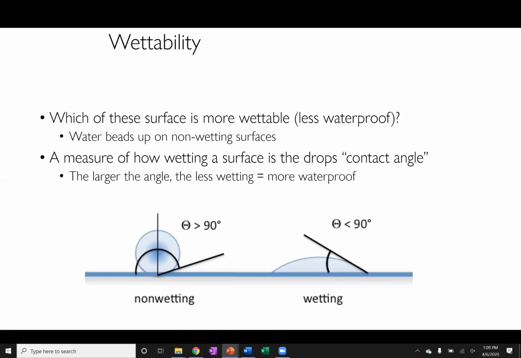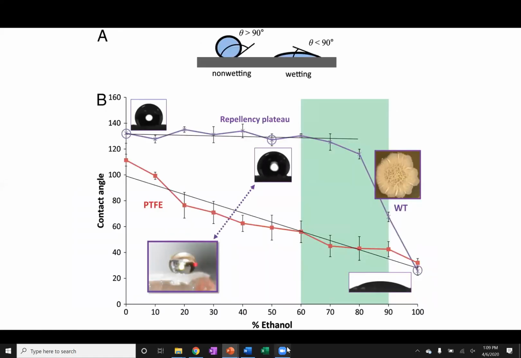And so we can actually look at a real life example of this. And so this is the percentage of ethanol. So ethanol is a really commonly used sterilizer. It's really commonly used in laboratory settings. And so as we're going from 0 to 100% alcohol, we're moving up in how much ethanol we have. And then we have contact angle. Remember, high contact angles mean it's a non-wetting surface.